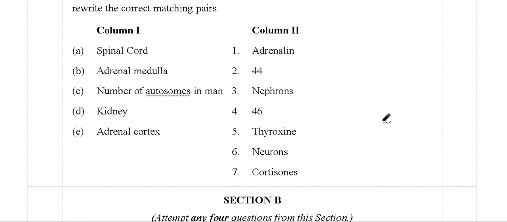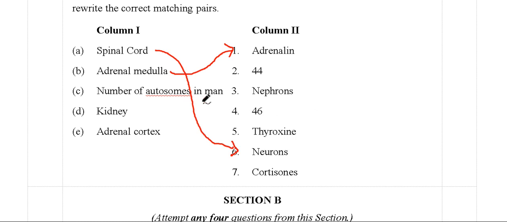If we see the other things in the column 2 part, adrenaline, 44, nephrons, 46, thyroxine, neurons, cortisone. So with spinal cord only one part is matching, that is neurons. Next, if we see adrenal medulla, it secretes adrenaline. This is the name of the hormone which is secreted from adrenal medulla.